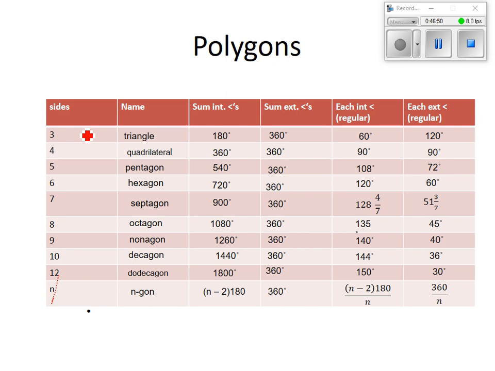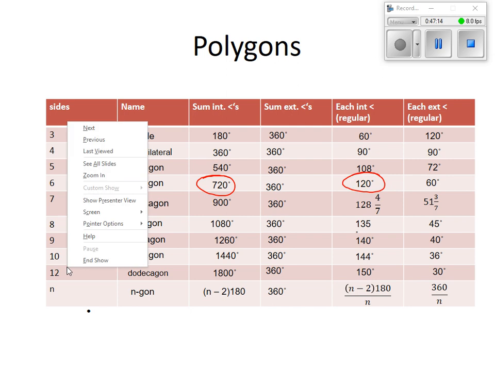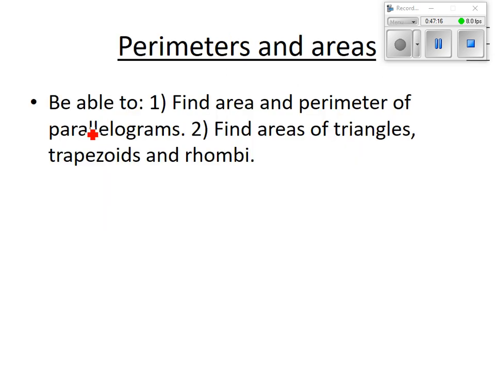Just tells you, what's the sum of the interior angles of a hexagon? 720 degrees. How many angles does a hexagon have? 6. So all 6 of those angles have to add up to 720. If it happens to be a regular hexagon, we know each angle is how much? 120 degrees. So on and so on.